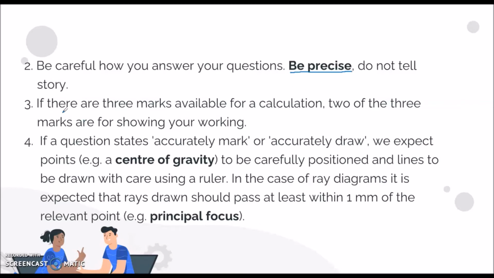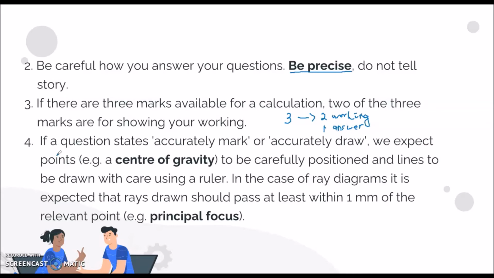Number 3, if there are 3 marks available for a calculation, 2 of the 3 marks are for showing your working. So 3 marks: 2 marks for working, 1 mark for the answer, if it is a calculation question.